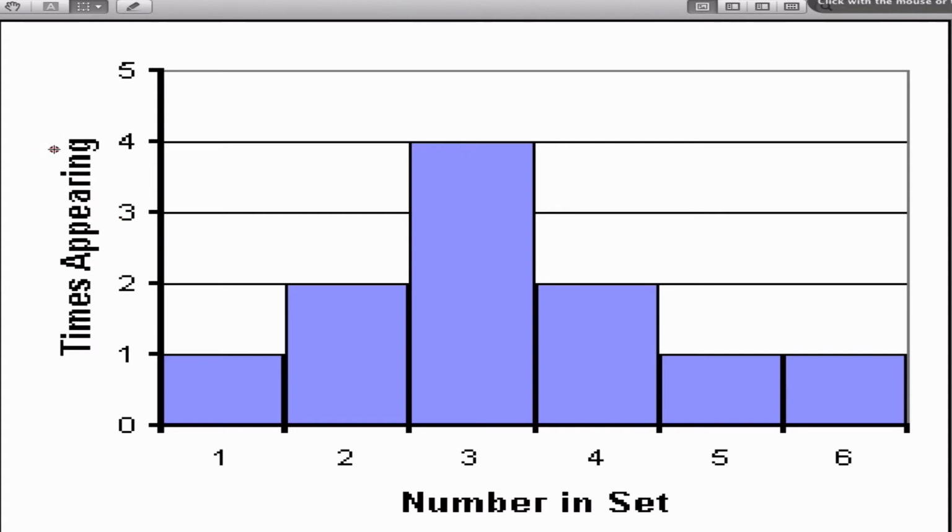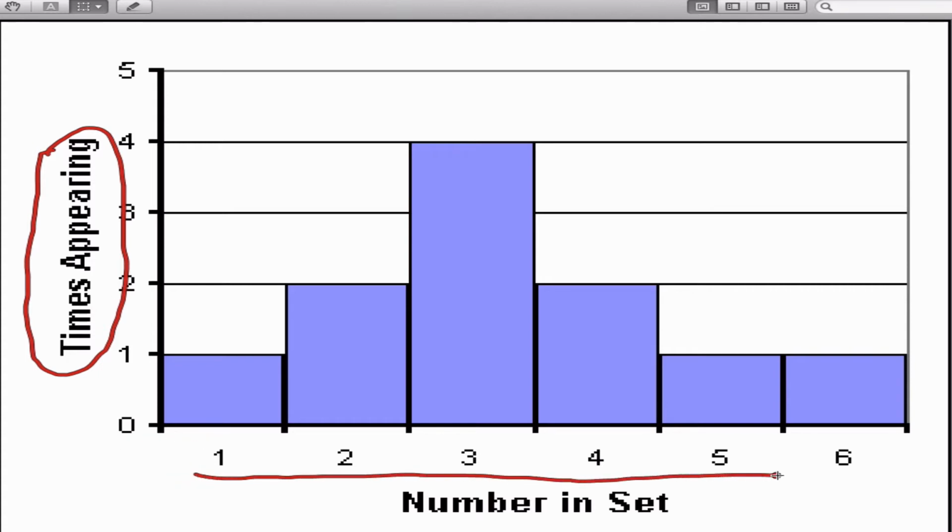the number of times appearing over here. So here we've got the times appearing. Okay, so it's like the frequency of, say, a score or something like that happening. And you need to have data ranges down here on the x-axis.